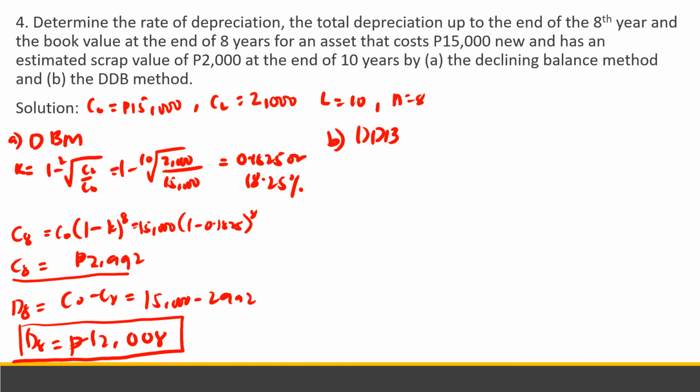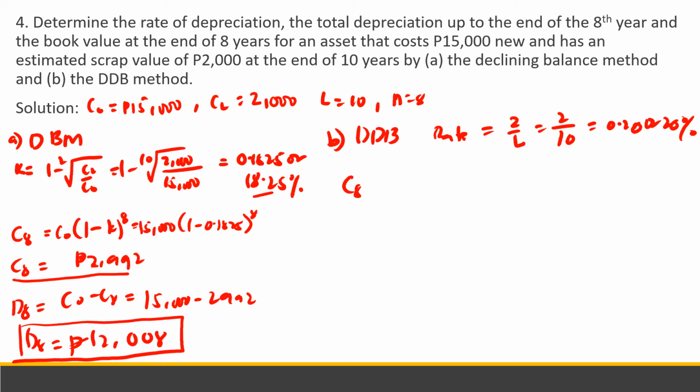So the rate of depreciation, so rate is equals to 2 over L. So that is 2 over 20. No, 2 over 10. So this is equals to 0.2 or 20%. So medyo mas malaki siya compared dito.